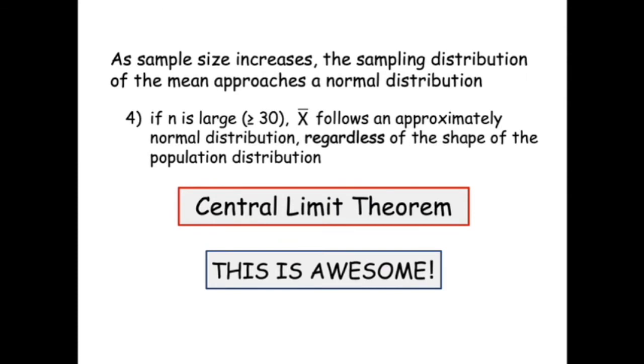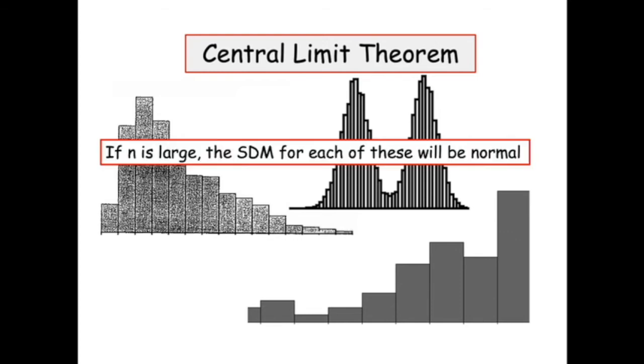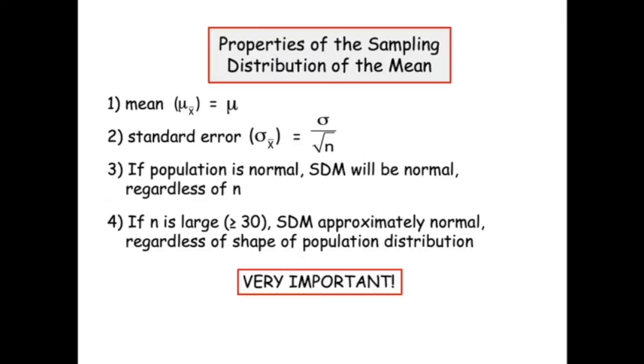sampling distribution is normal. For example, none of these distributions are normal. But if our sample size is at least 30, the sampling distribution of the mean for samples drawn from these populations will be normal. These properties are important because they allow us to determine probabilities for x bar.